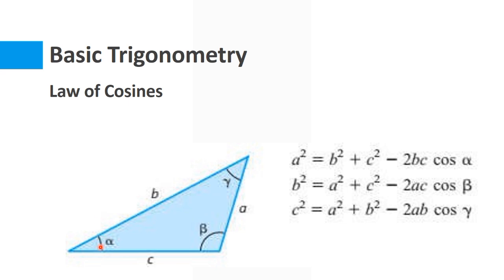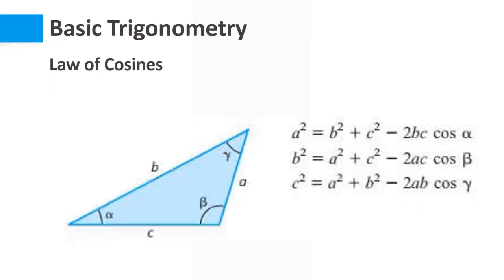So if we are considering this angle alpha, and we have to find the length of this side, we can do it very easily using this trigonometric law, which states that a squared is equal to b squared plus c squared minus 2bc cos alpha. Similarly, b squared is equal to a squared plus c squared minus 2ac cos beta. In the same way, c squared is equal to a squared plus b squared minus 2ab cos gamma.